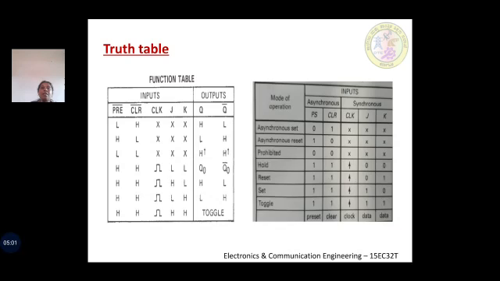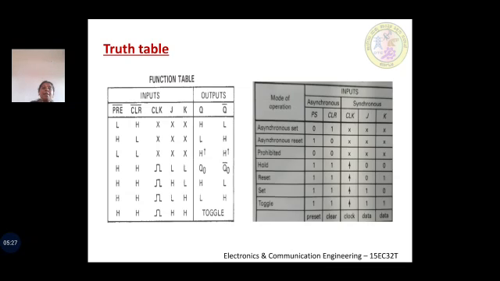So fifth case, when preset is high and clear is also high. On the application of the clock pulse, when J is equal to high, that is 1, and K is equal to low, that is 0, Q will be compulsorily high and Q bar will be compulsorily low. So whenever J is high, Q is also high. So this state is known as set state.